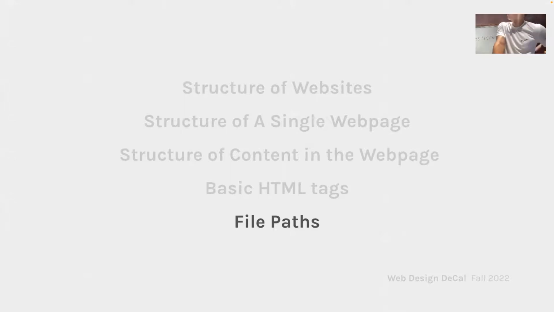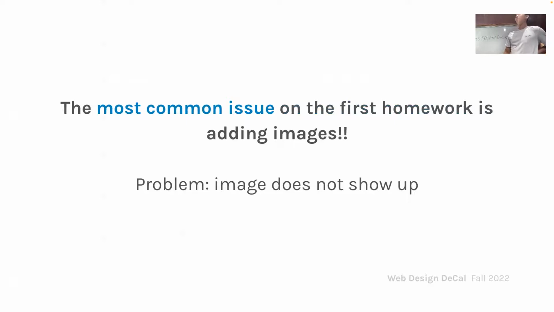So this is probably the part of the class where a lot of people get tripped up because it's pretty new to them. These are file paths. When you try to add an image, you have to specify where the image is, right? And a lot of issues that you may encounter in homework is that the image won't show up even though you have what seems like the correct path name.